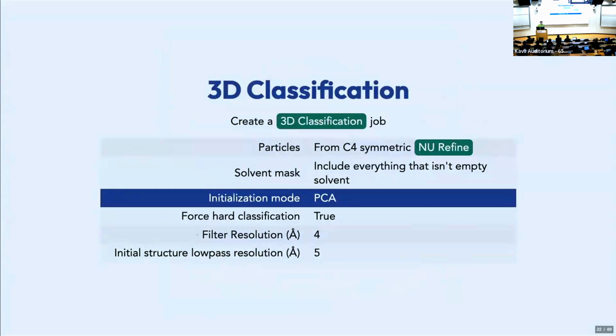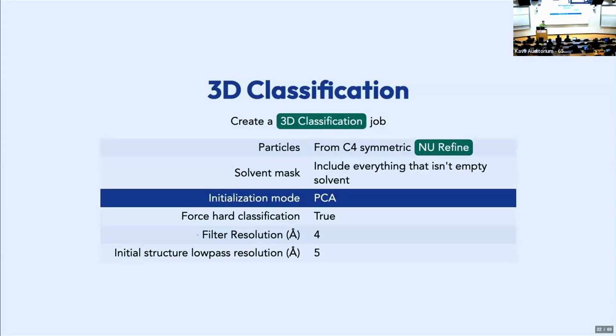We're going to use an initialization mode of PCA, principal component analysis. So the initialization mode is what I was talking about, where you can generate the volumes directly from the data, like how you can with ab initio. The difference is, with ab initio you don't know the poses, right? So you're just trying to quickly get to this volume. For 3D classification, you know your poses are pretty good.